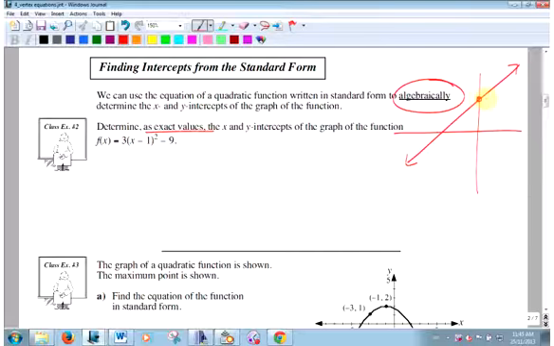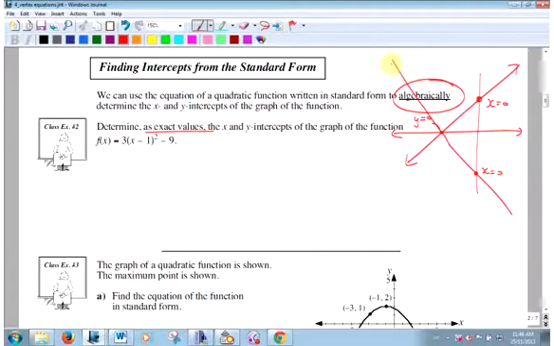What happens as far as x is concerned on the y-intercept? Always, always, always. I don't care where that line goes. At the y-intercept, where it crosses the y-axis, x is always, always 0. What happens at the x-intercept as far as y goes? Y is 0. Always, always, always.